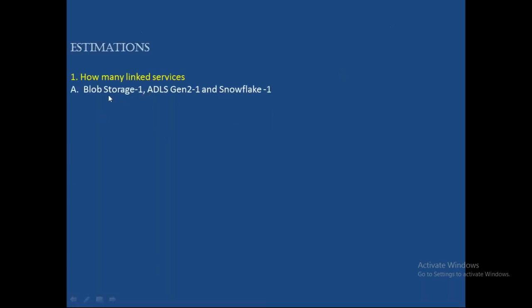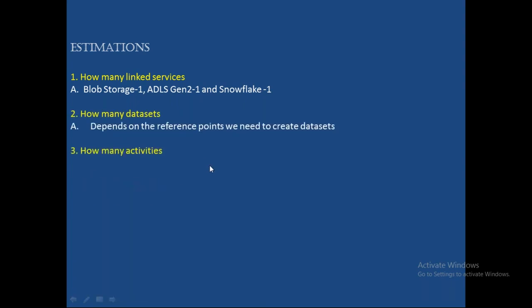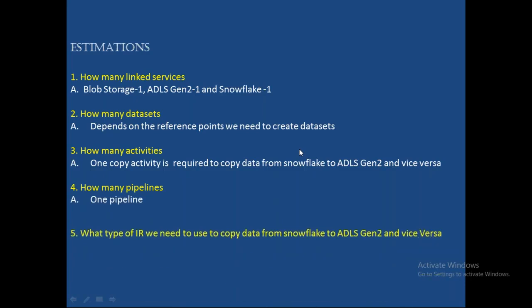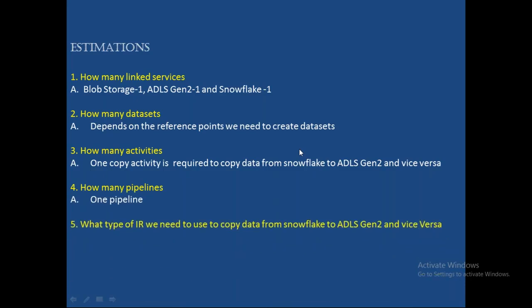Now estimations. So how many linked services? We are going to create Blob storage linked service, ADLS Gen2 linked service, Snowflake linked service. How many data sets depends on reference points. If you are simply copying, if it is allowing direct copy, then you need only source data set and sink data set. But if you are using a staging layer, then you need to use a staging data set as well. How many activities? Copy activity is required to copy data from Snowflake to ADLS Gen2 and vice versa. Even if you want to copy data from ADLS Gen2 to the Snowflake, you also need a copy activity. How many pipelines? I will create one pipeline. What type of IR do we need to copy data from Snowflake to ADLS Gen2 and vice versa? We need Azure integration runtime.